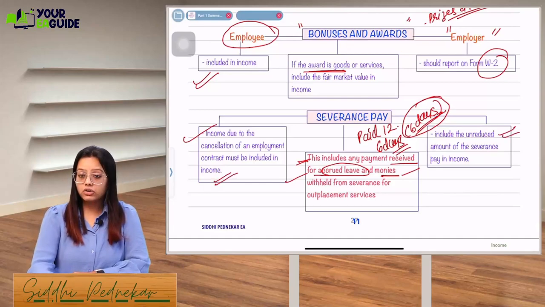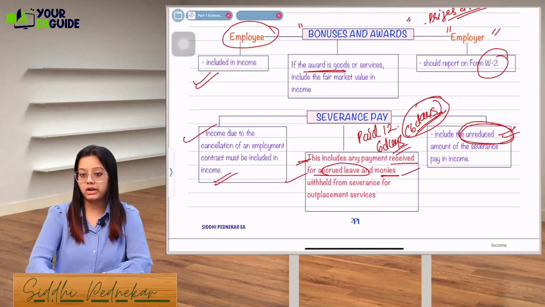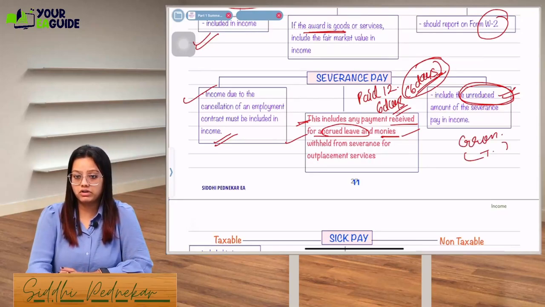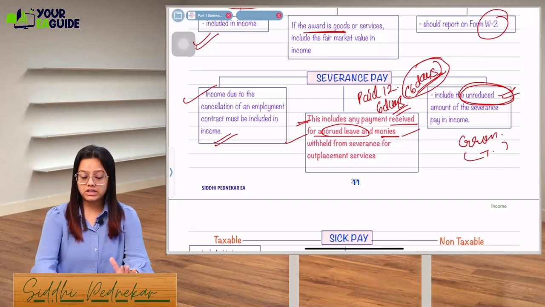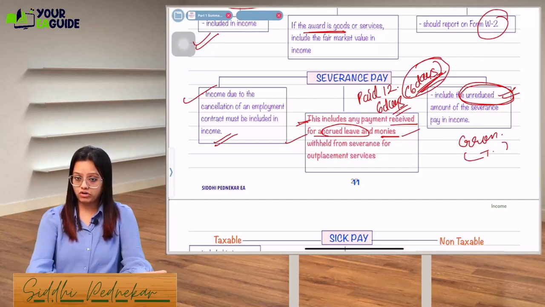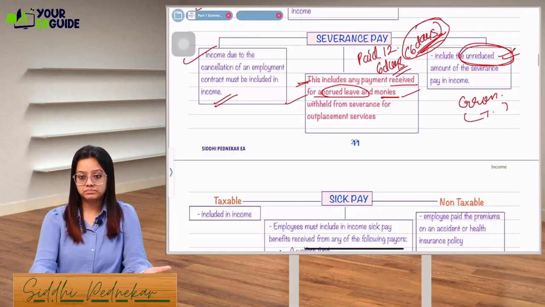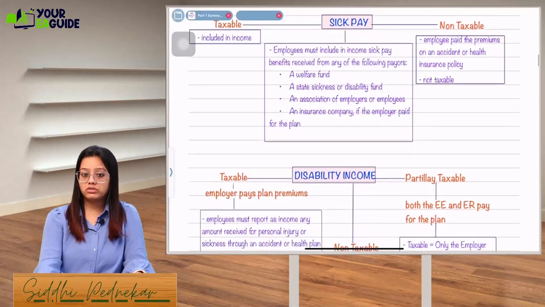Include the unreduced amount of severance pay in the income. What is unreduced amount, guys? Whatever is the gross pay will be included. Any taxes, withholding or everything which is deducted will not be considered. Any severance pay means the 6 day leave you have not taken, so for that you are taking the equal compensation for that 6 days. That will be included in your income. Got it, guys?